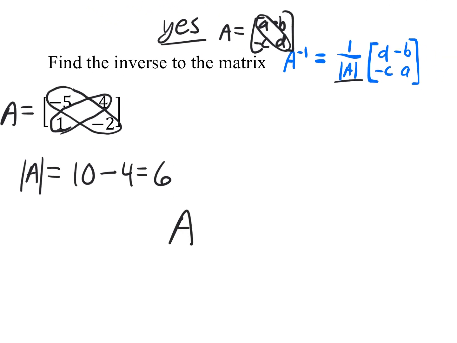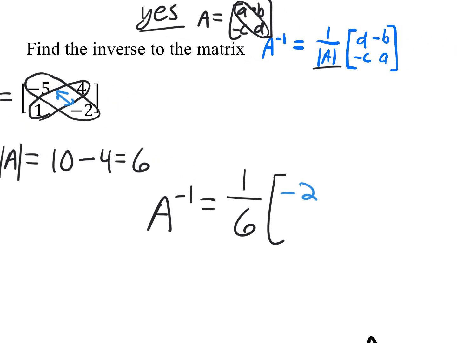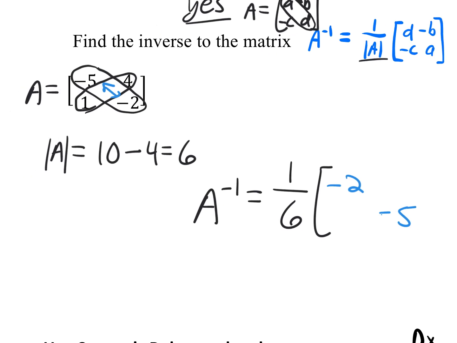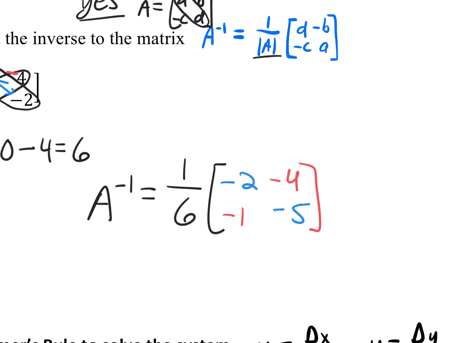All right, so then to find the inverse, A inverse, I'm going to do 1 over that number that we just found, 1 over 6. And then we swap the places of the major diagonals. In this case, it's going to be the negative 5 and the negative 2. So all we're doing is swapping those places. And then the minor diagonals, you change their signs. So it's going to be negative 4 and negative 1. All right, very last thing that you would do is distribute the 1/6 to every single entry in this matrix. And then you would simplify.